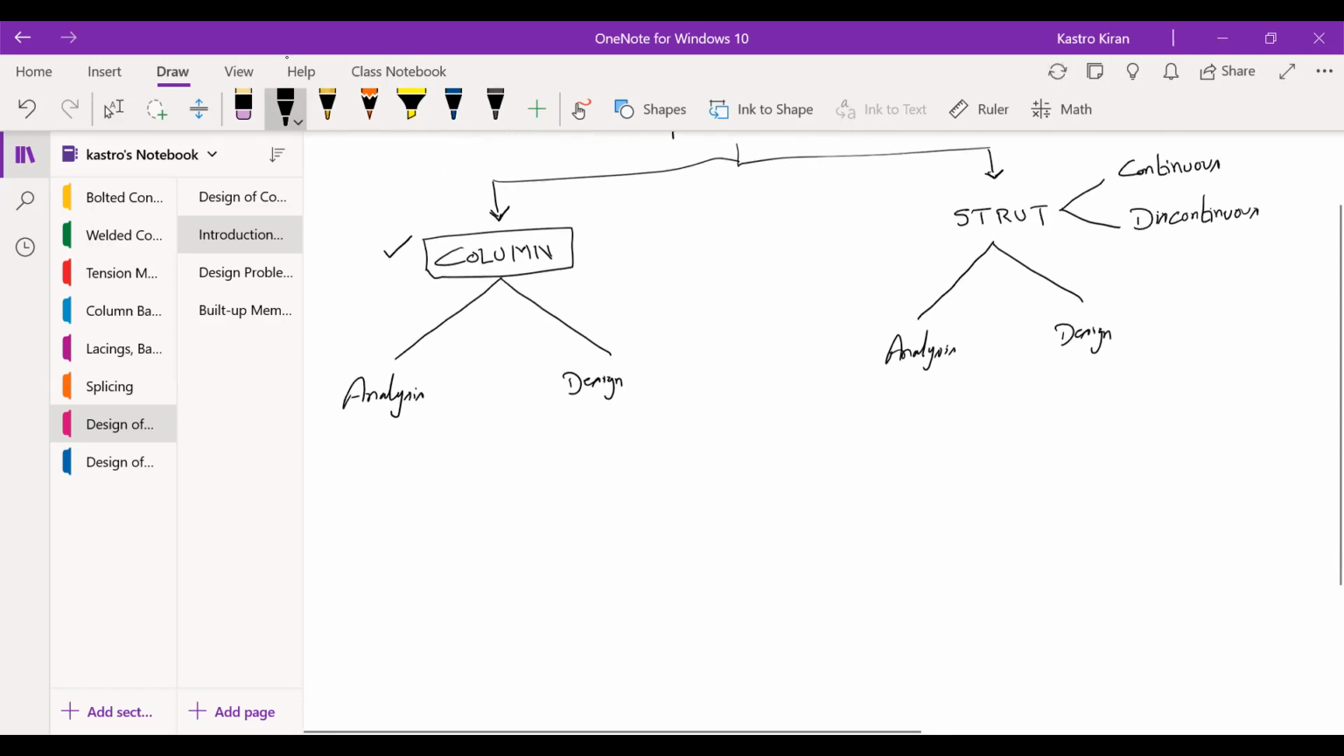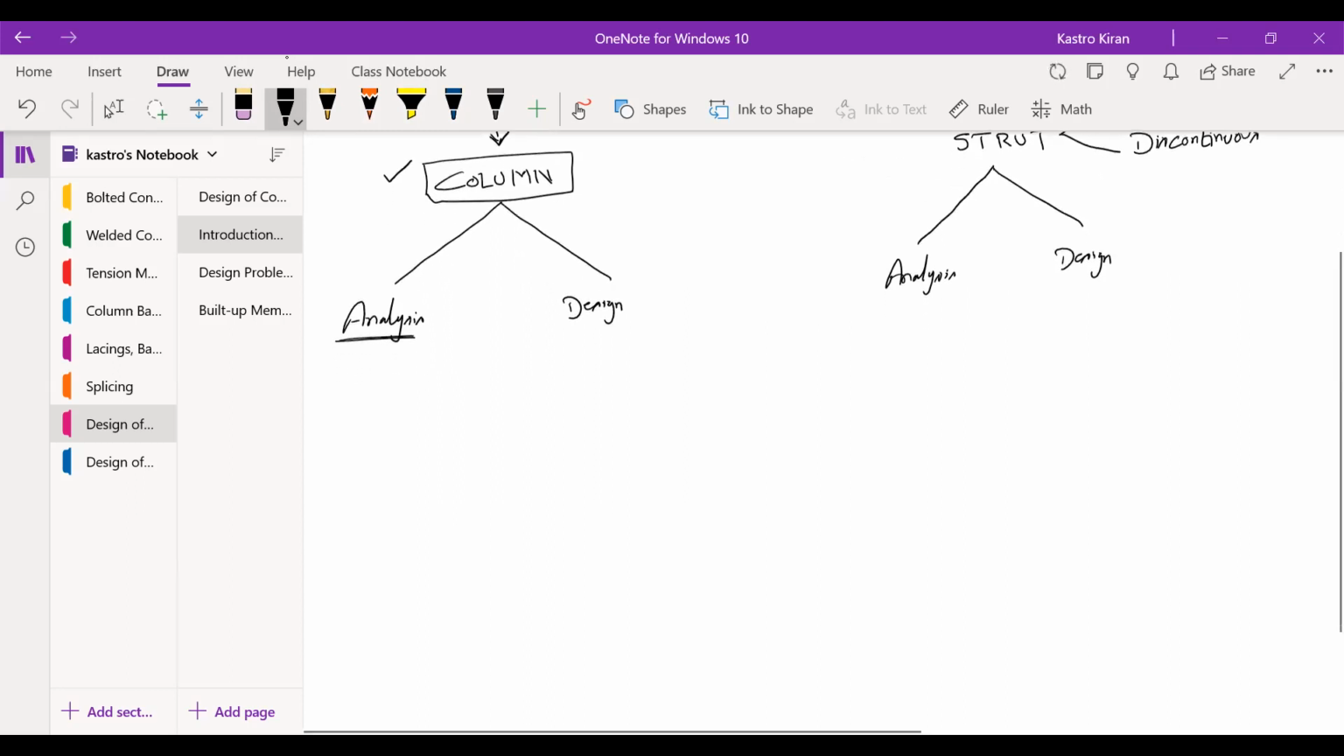In analysis types of problems, what actually will be given? They will provide a specific section in the question. It can be an ISMB or ISHB or ISLB or ISWB, or ISJB. Along with the section, they'll also give you the length of the member, that is L, and they will also specify the end conditions of the member.